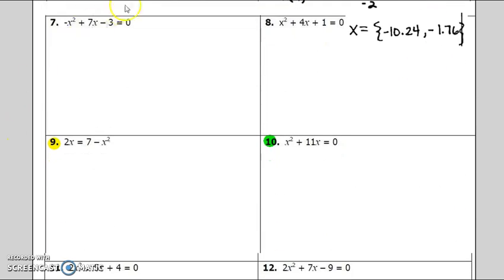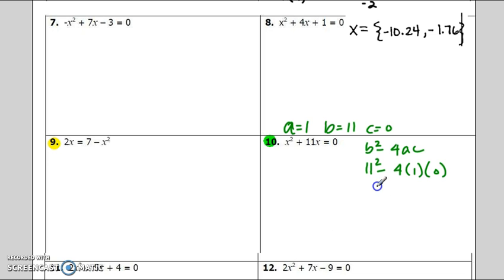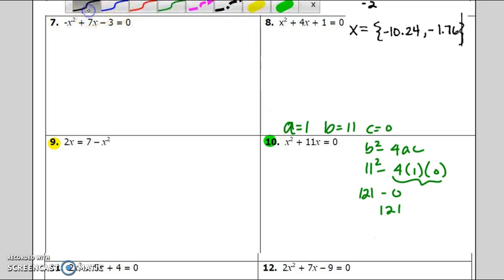Okay, let's take a look at number 10. Number 10, we do not have a C value. So what do we put if we don't have a value? We put a 0. So A is 1, B is 11, C would then be 0. So that is going to be b squared minus 4ac, and we have 11 squared minus 4 times 1 times 0. 11 squared is 121. Multiplying all these together, 4 times 1 is 4, times 0 is 0, so minus 0. So it's just 121. So that's what's going to go underneath our radical.